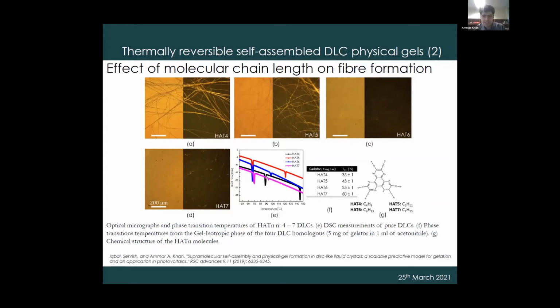So for example, for HAT7, this pink transition here at about 90 degrees Celsius is your columnar to isotropic phase transition temperature. But for HAT4, that's all the way at 145. But interestingly, in the gels, we saw the opposite trend, where the longer alkyl chains had a higher gel to isotropic transition temperature, probably because of the stabilizing effect of the interaction of the longer alkyl chains with the solvent.